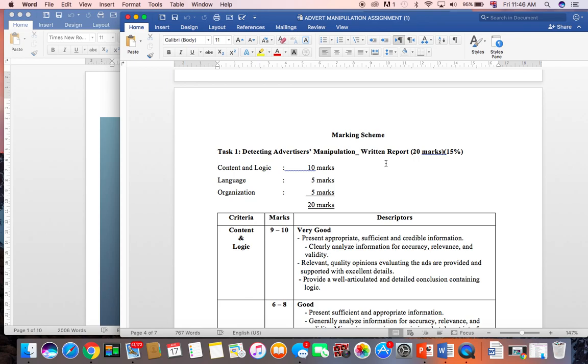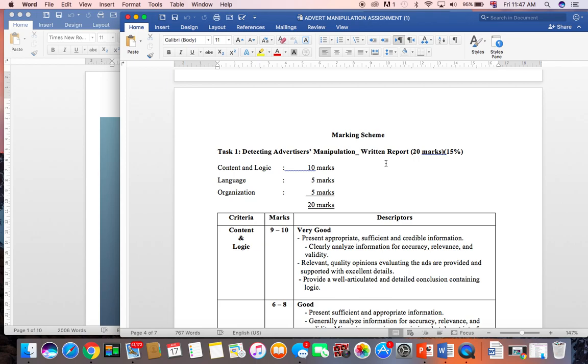Okay, so first we're going to look at the marking scheme, how I am going to mark your report writing. This is very, very important, and you guys know this is my style. I always show you guys the rubrics because I want you guys to know how the brain will work in order for you guys to get higher marks.